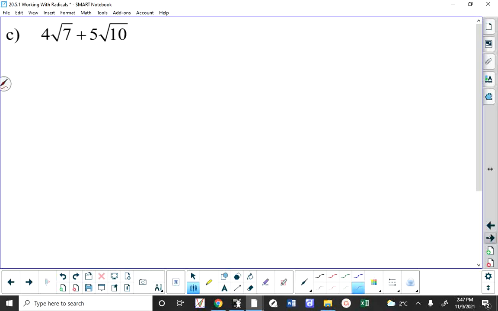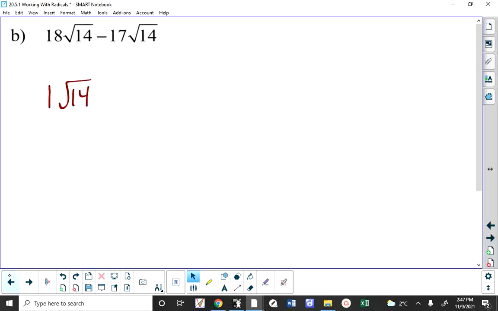4 root 7 plus 5 root 10. Go ahead, Kendra. No. In case you didn't hear Kendra's question, do you have to write the 1, is what she asked. And I'm saying no. I just put it there because some people would go, well, why is it root 14? I wanted to highlight that it's 1 root 14.